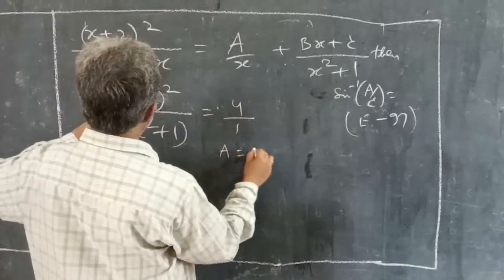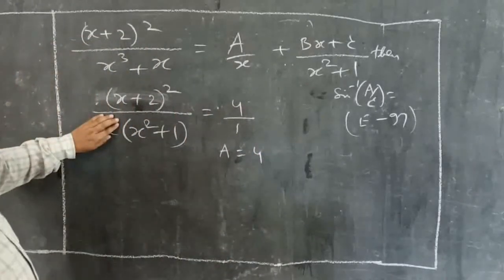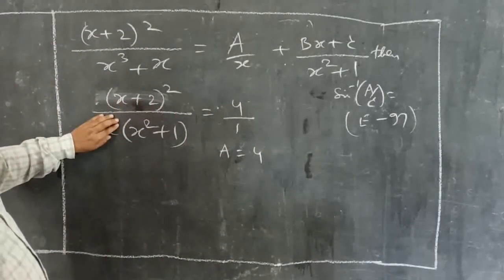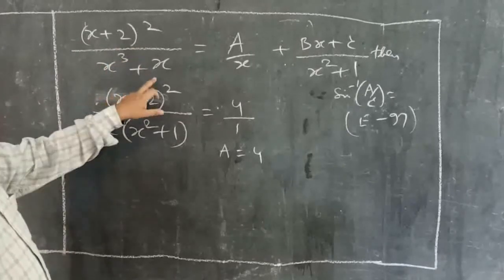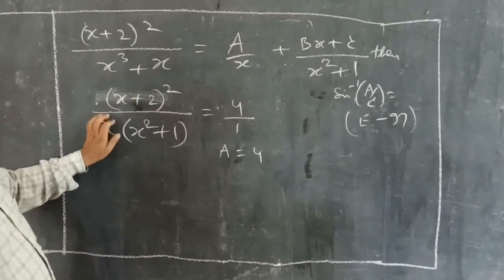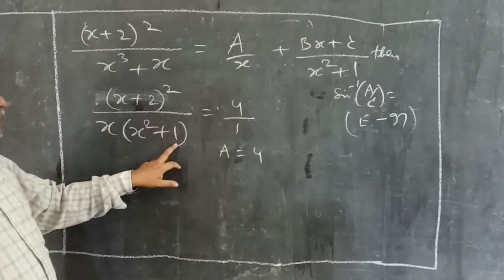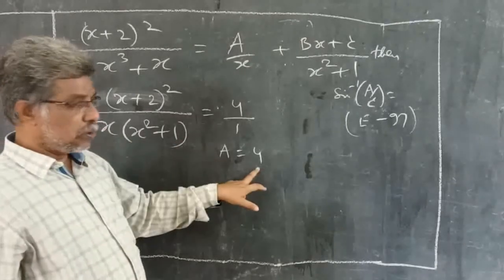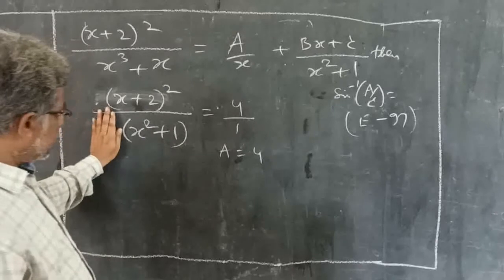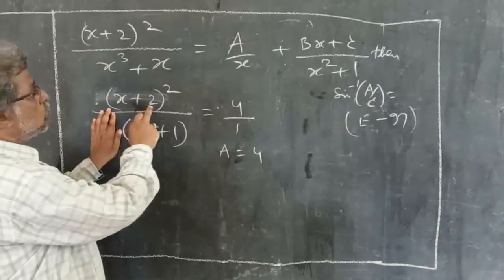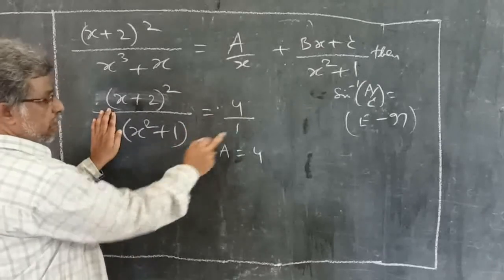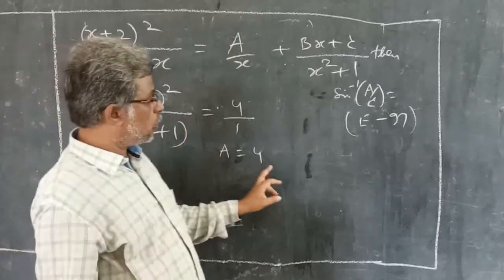a equal to 4. Observe, he is giving x plus 2 whole square by x cube plus x, so I am taking x common. Now this is becoming x square plus 1. Keeping this closed and substituting x equal to 0, 0 plus 2, 2 square, 4 by 0 plus 1, 1. So a equal to 4 I got.